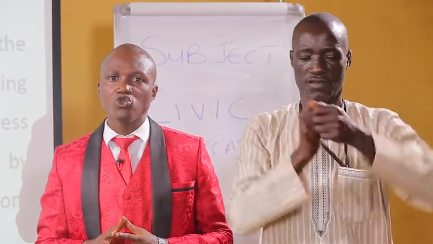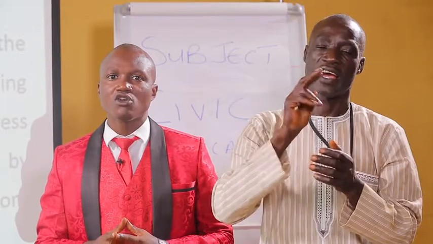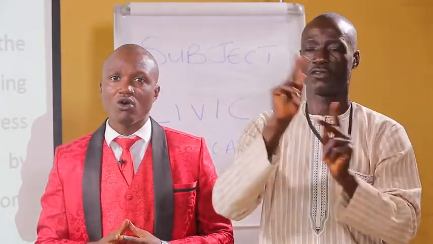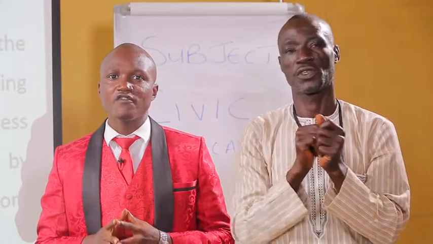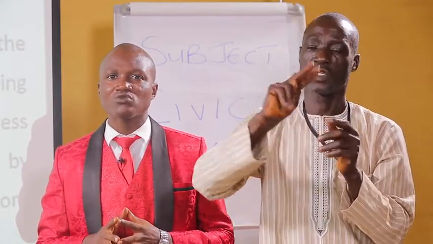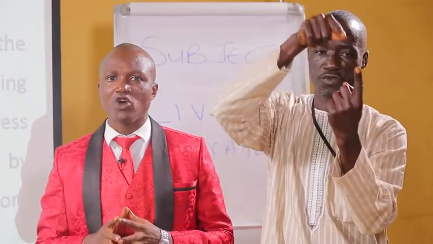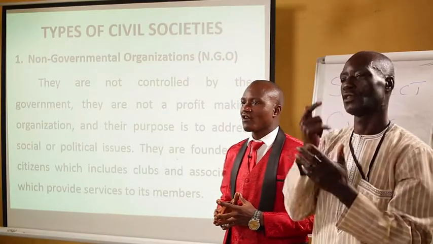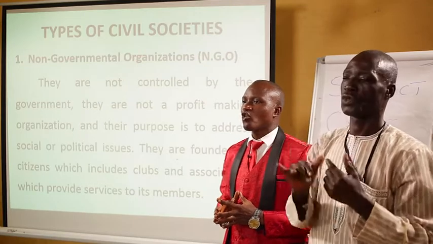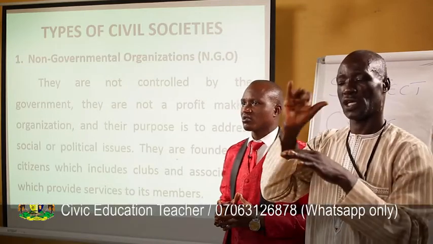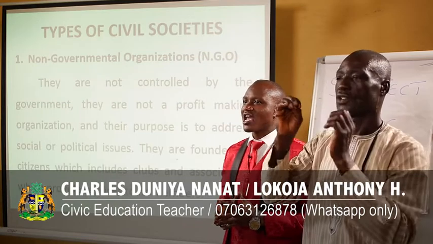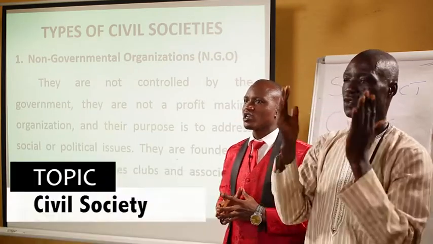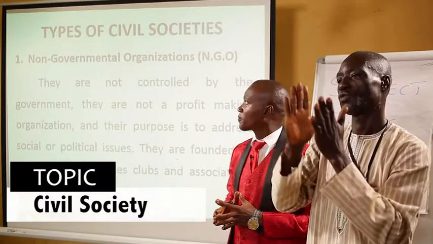They are usually owned, established, or founded by individuals, by a group of people, or an association. And every NGO has a particular goal, aim, and objective that they intend to achieve. For example, we have NGOs that focus on girl-child education. It simply means that their aim and objective is to encourage female children to go to school.